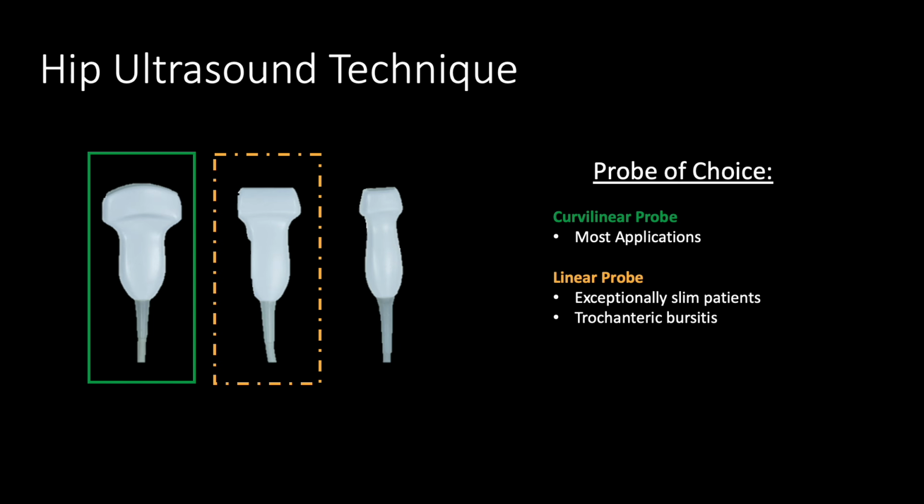Starting off with the hip, our probe of choice is going to be the curvilinear probe for most patients. The reason for this is that this is a deep joint that often has lots of subcutaneous tissue and musculature overlying it, and you just need a little bit more depth penetration to adequately visualize these structures than you do for other MSK exams. The exception would be in exceptionally slim patients, or if you're looking for trochanteric bursitis specifically, you may be able to get away with using a linear probe. And then certainly for pediatric or newborn patients, a linear probe may also work. But generally, you're going to go for the curvilinear probe for most applications.